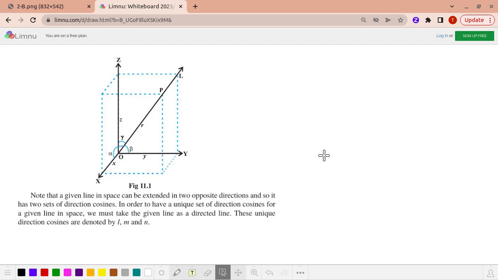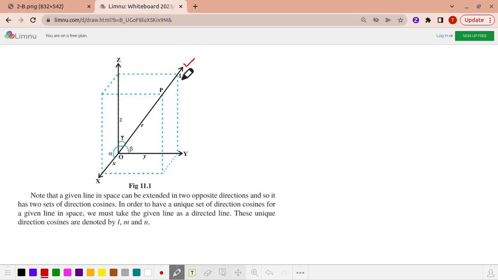So think about this line OL. Before that, as you see, OX, OY, OZ are the three coordinate axes in three-dimensional geometry. You are already aware of it, and we have a directed line OL. You see, this is the directed line OL. Now a given line in space can be extended in two opposite directions, as I was telling, OL can be extended into the opposite direction.